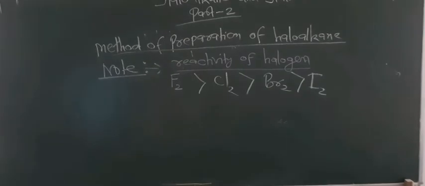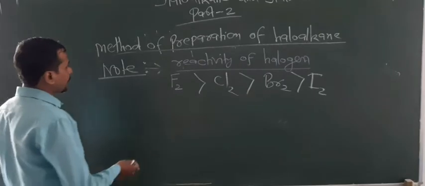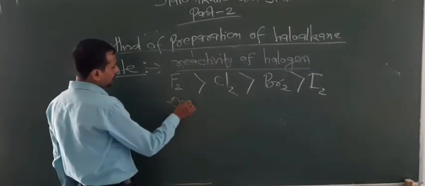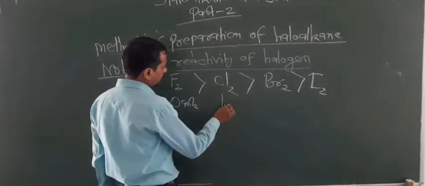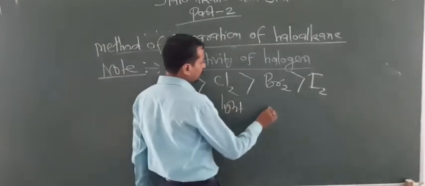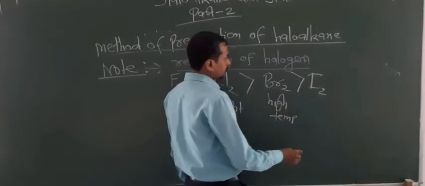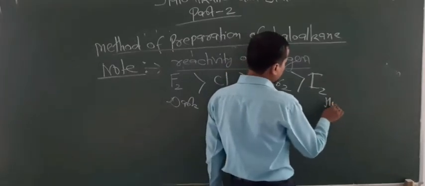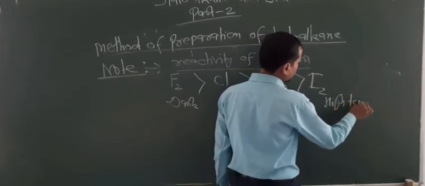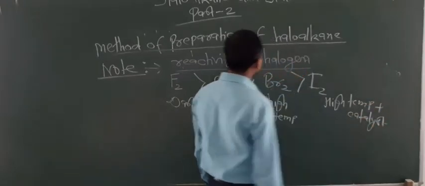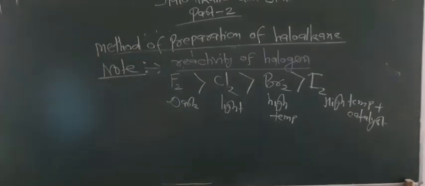Next you have to know that for these reactions, the reaction of fluorine can take place in dark, chlorination requires light, bromination requires high temperature, and iodination requires high temperature plus catalyst. So by this way you can know the reactivity order of halogens for halogenation of alkane.